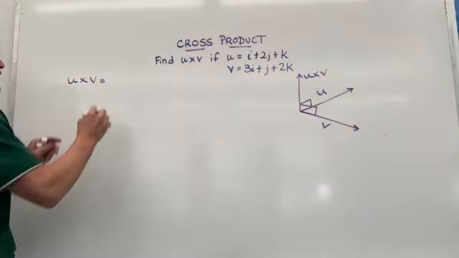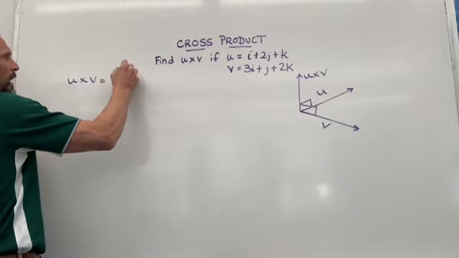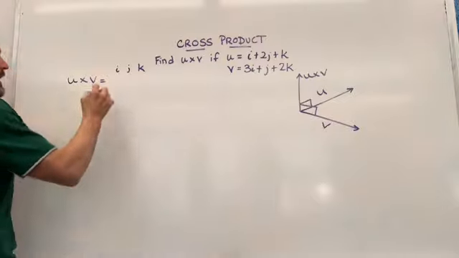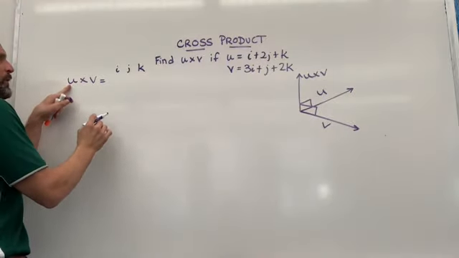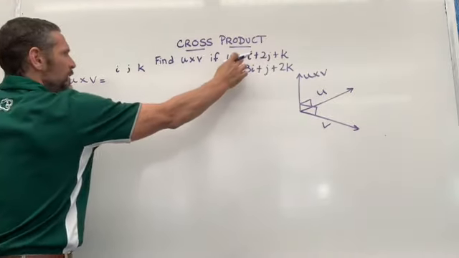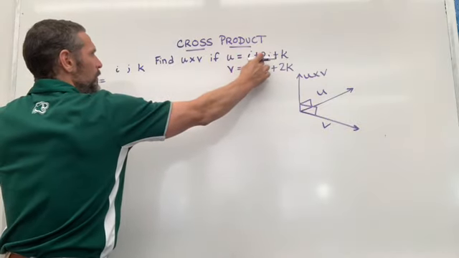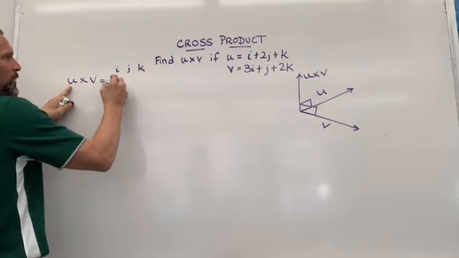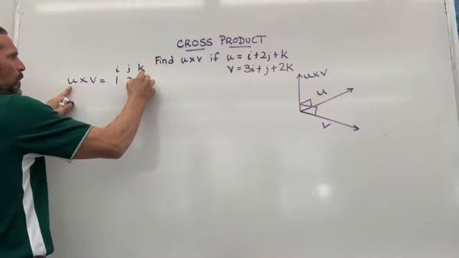If you do u cross v, make your 3 by 3 matrix, i, j, k, and I'm not kidding. If you're doing u cross v, u is 1i plus 2j plus 1k. The components will be 1, 2, 1.